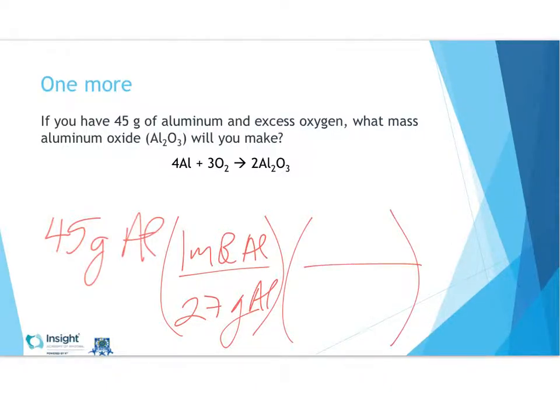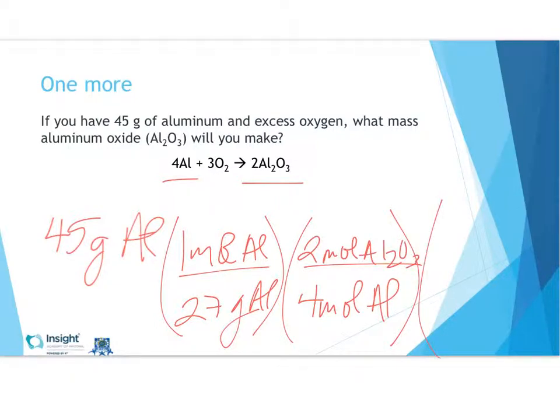Then I hit that molar ratio step. I have 4 moles of aluminum, and for every 4 moles of aluminum I should make 2 moles of aluminum oxide. And then it says what mass of aluminum oxide will I make. So I have to put 1 mole on the bottom. And then I need to figure out my molar mass there. So I'm going to have 27 times 2 plus 16 times 3, which is 102 grams of aluminum oxide.